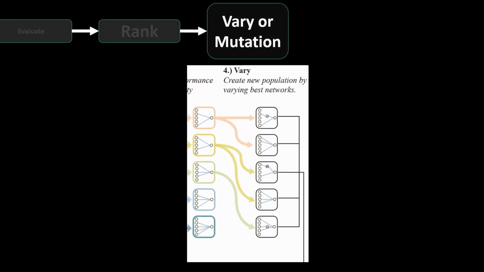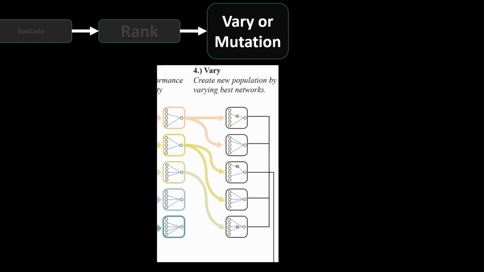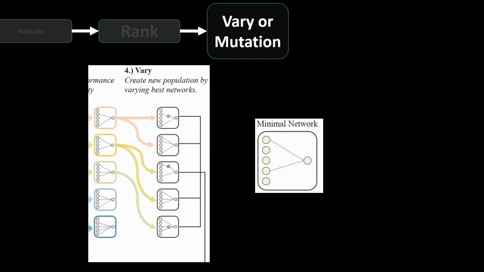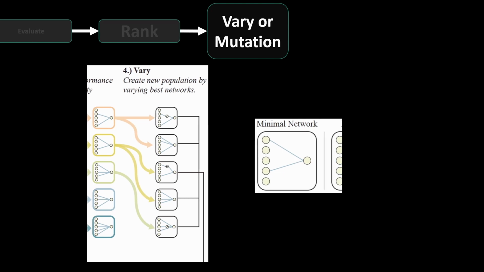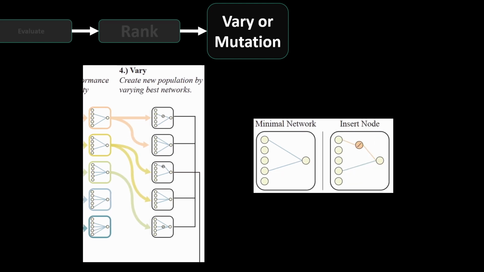Based on the ranking, which is basically network selection, now you would perform the mutation to create the next generation population. There are basically three mutation operators used in this paper. Let's say you want to mutate this network. Now the first mutation operator is insert a node, which is done by splitting an existing connection into two connections that pass through the new hidden node, and the activation function for this new node is randomly assigned.